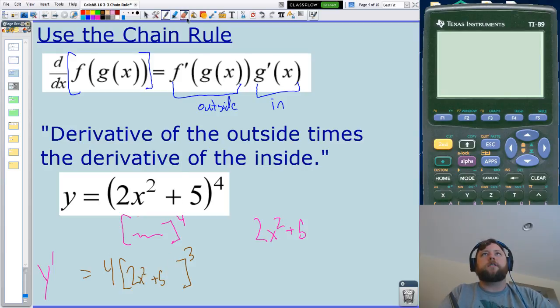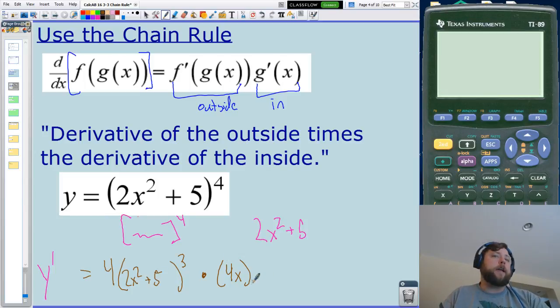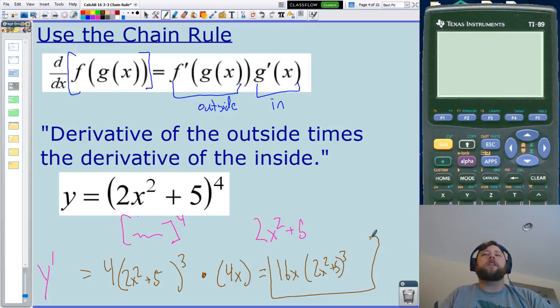So I shouldn't do square brackets like that, that'll confuse you. It should be (2x squared plus 5) cubed. And then it's going to be times the derivative of this thing, which is going to be 4x. And that's my answer. Sure, I could clean it up and go 16x times (2x squared plus 5) cubed, but I don't need to. This is my answer.